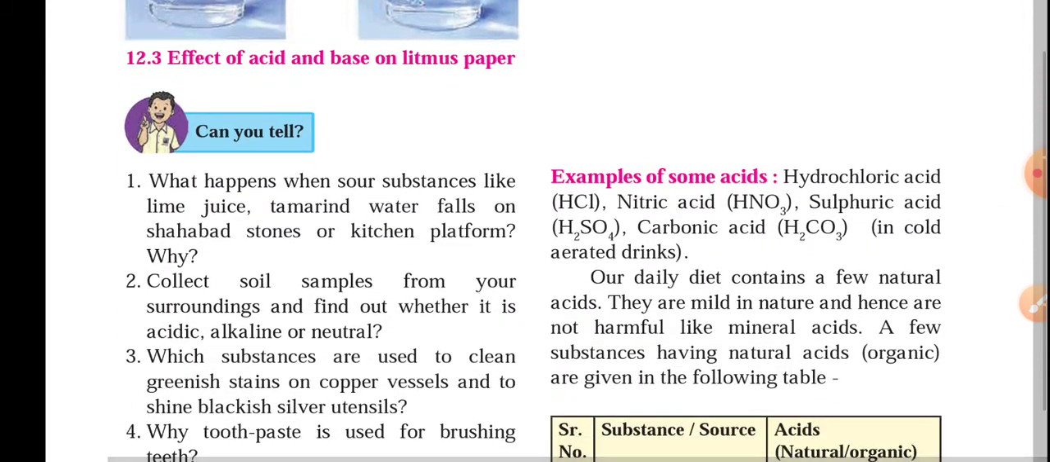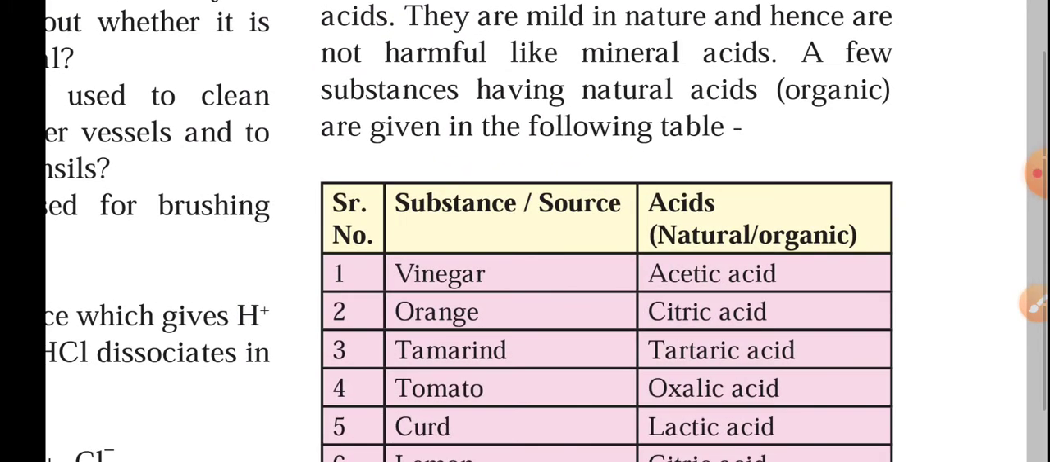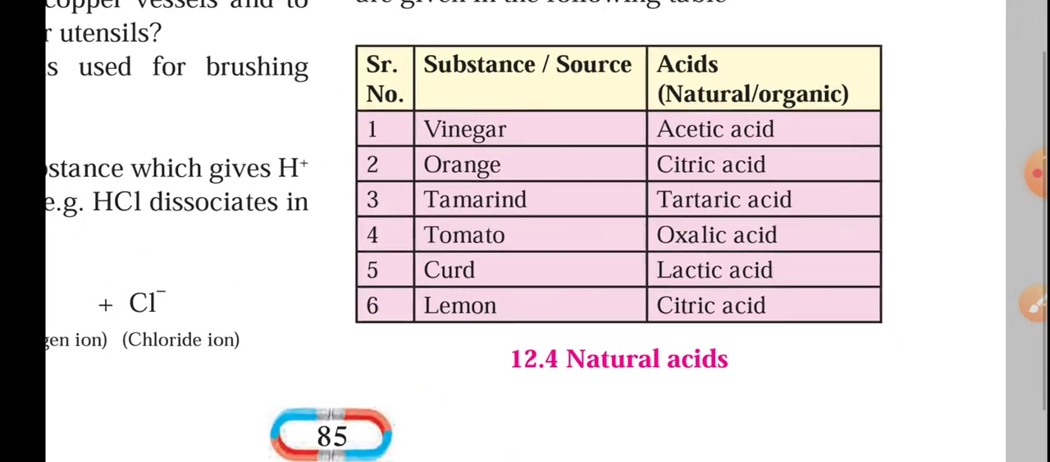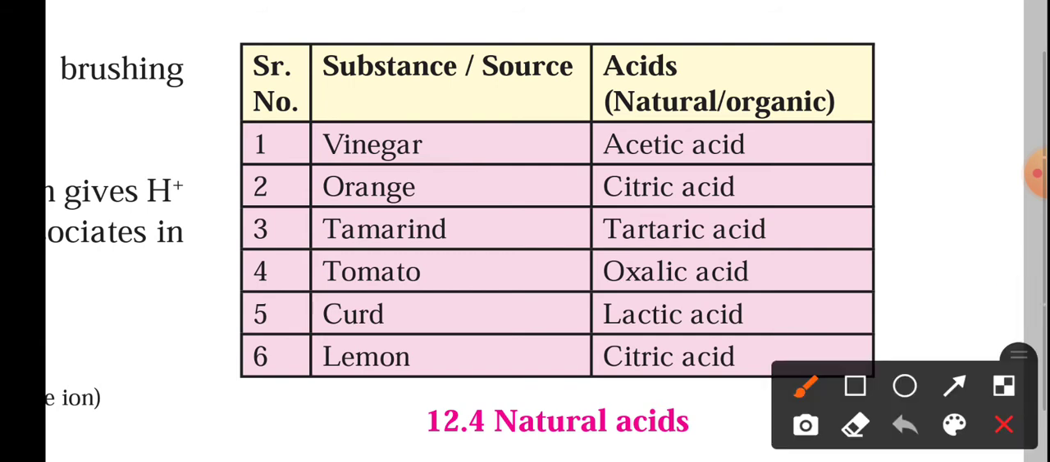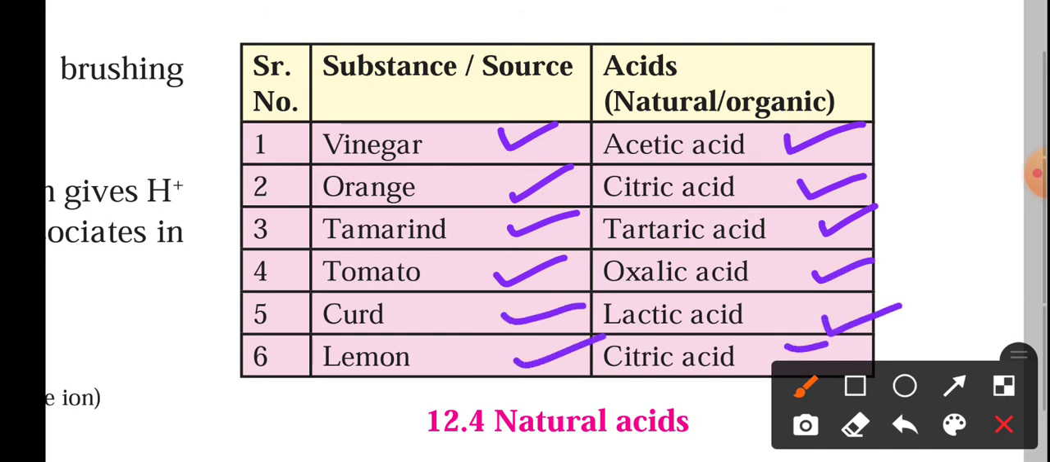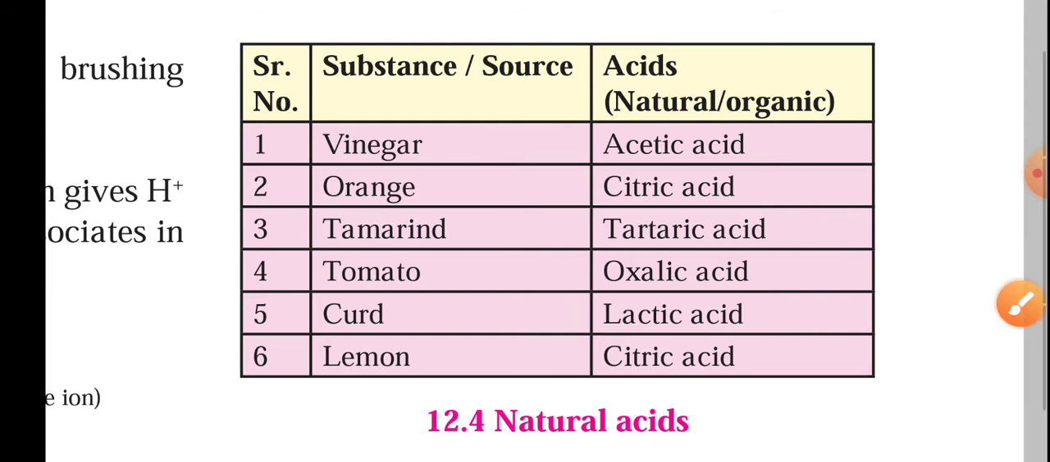Let's go towards the examples of some of the acids which are available in our surroundings, or the substances which we are eating, and which acid we have in them. Vinegar contains acetic acid, orange contains citric acid, tamarind contains tartaric acid, tomato contains oxalic acid, curd contains lactic acid, and the lemon contains citric acid. All the citrus fruits, sweet lime, lemon, orange, they all contain citric acid. So this is about the acids.